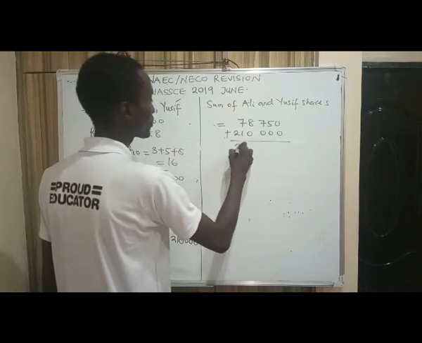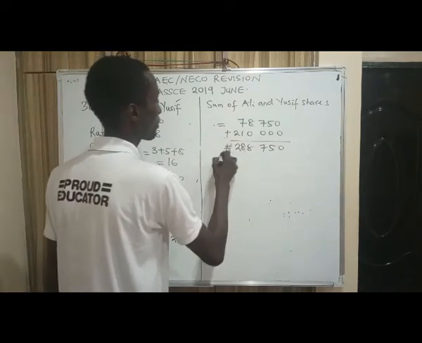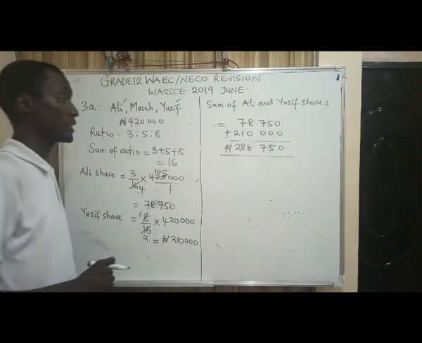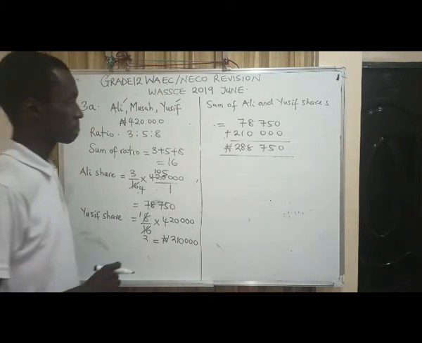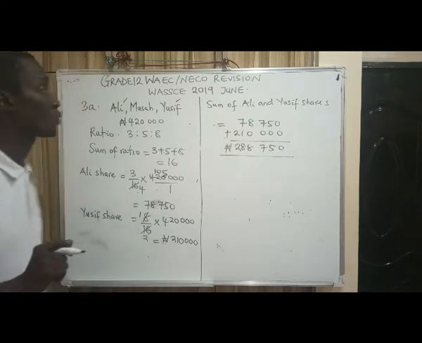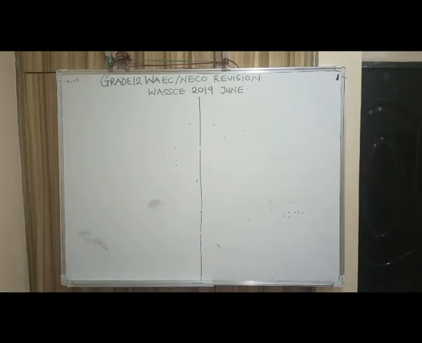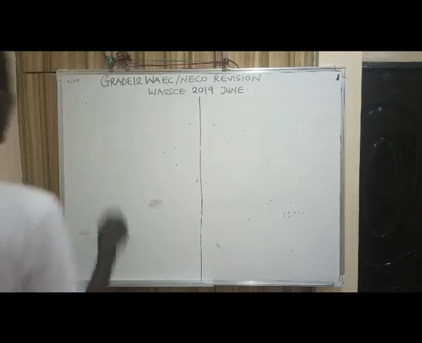So this will give me 288,750,000. So the sum of their shares will be 288,750. Alright, so that settles question 3A. We can now proceed to question 3B. So let's look at question 3B.